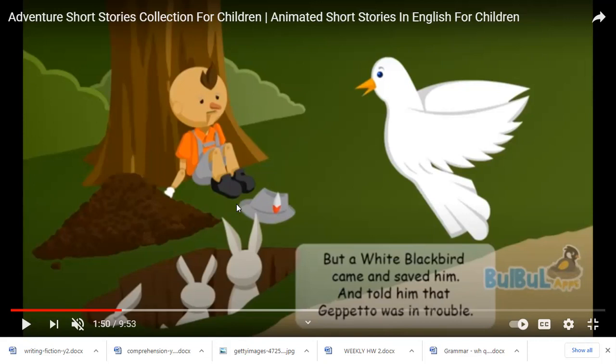So, who solved the problem? Yes, the white blackbird. The white blackbird came and saved him and told him that Geppetto was in trouble. So, when you introduce a problem, you have to introduce the solution of the problem, or how the problem ended.